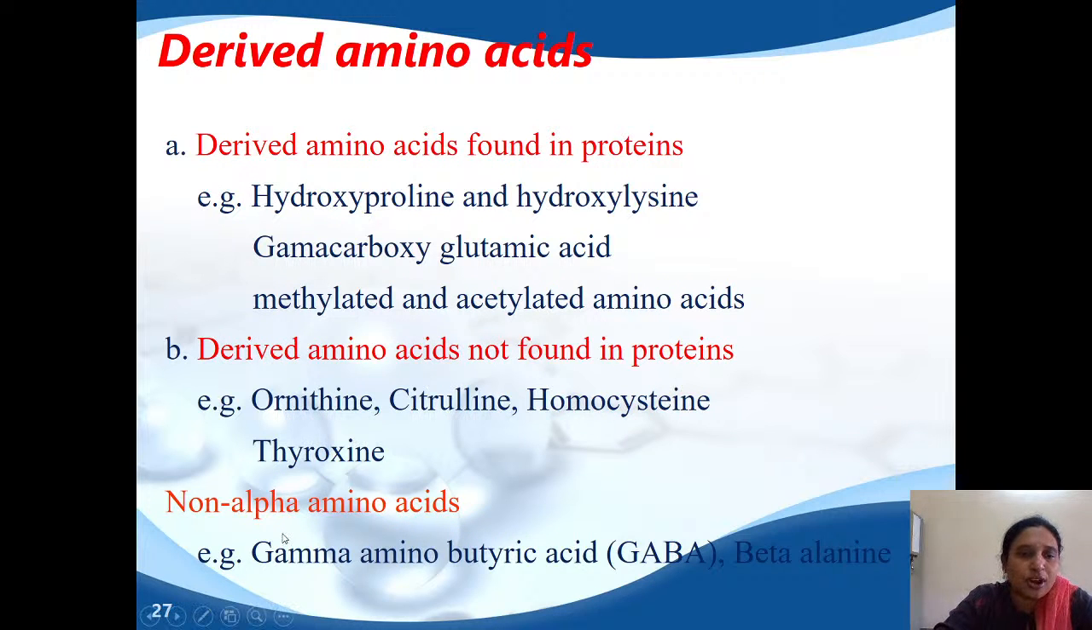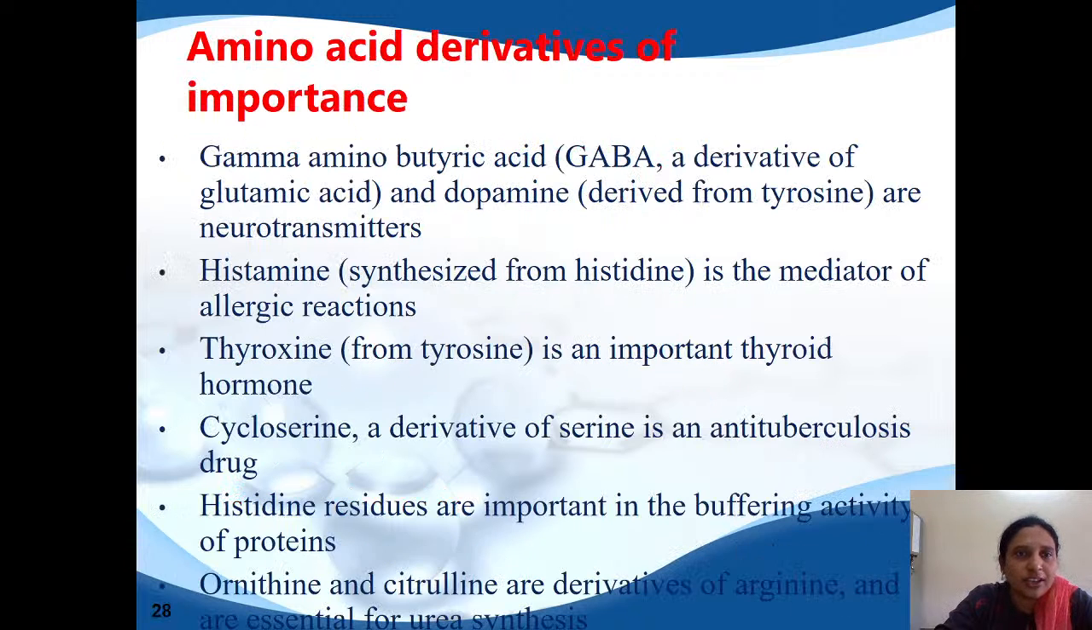Okay, and some non-alpha amino acids are there. Examples are beta alanine and gamma amino butyric acid. These are non-alpha amino acids. Examples are beta alanine and gamma, where gamma stands for gamma amino butyric acid. It's an inhibitory neurotransmitter.